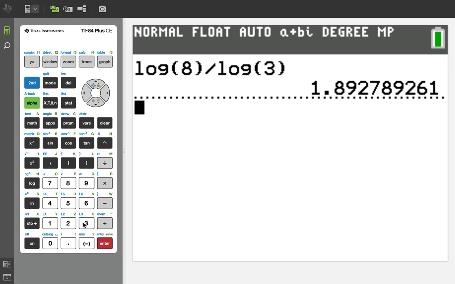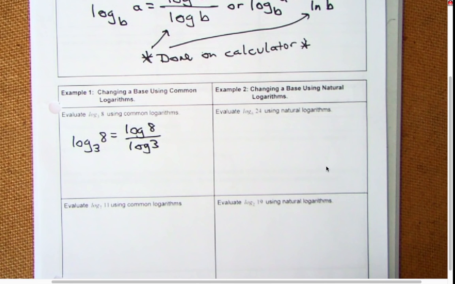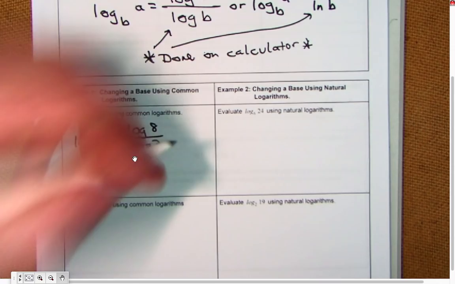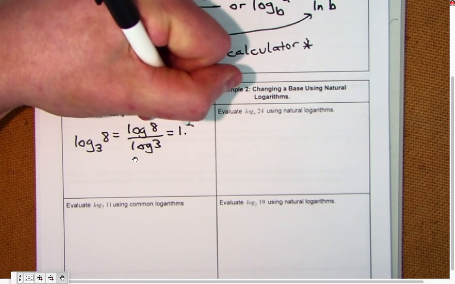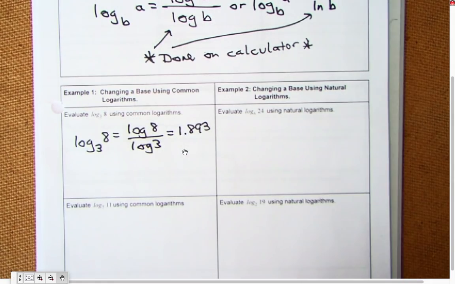Now here's the cool way to test this. I know I should be able to take 3 raised to the 1.893, and I should get around 8 for my answer. And you can see I do, it's a little off because of rounding. So that means that the logarithm in base 3 of 8 is equal to 1.893, remembering that logarithms are just finding exponents is what we're looking at.